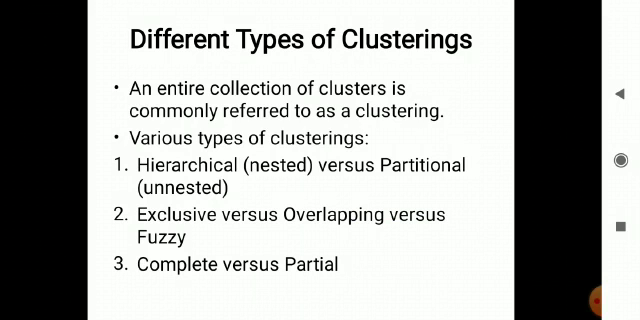Here we have different types of clusterings. We have 3 types: hierarchical versus partitional clustering, exclusive versus overlapping versus fuzzy clustering, and complete versus partial clustering. Coming to the first one, which is hierarchical versus partitional clustering.